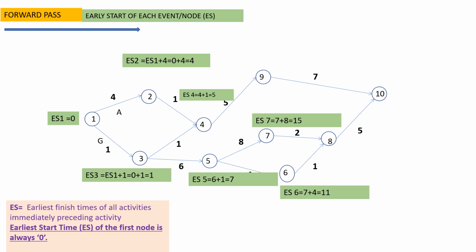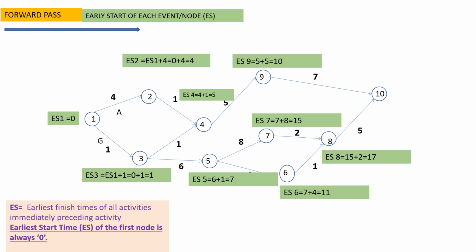Now early start of event 8. Again at event 8, two activities are merging. These two activities are 7 to 8 and 6 to 8. So we calculate early start using both the activities. For 7 to 8 activity, early start is 15 plus 2, 17. For 6 to 8 activity, early start is 11 plus 1, 12. Of these, 17 is maximum. Therefore, ES8 equals 17.